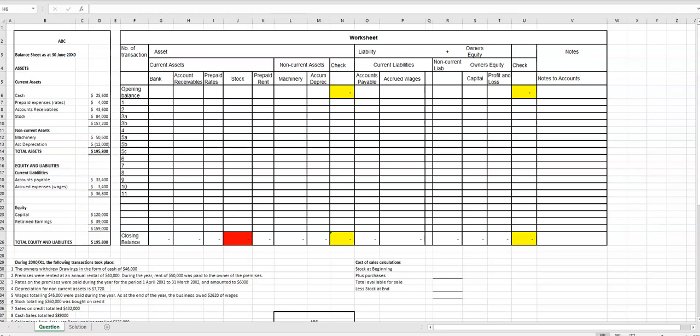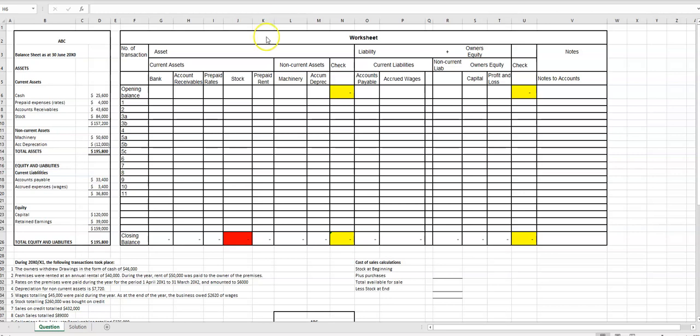You'll notice that in this balance sheet, over here we have the who, the what and the when. So we have the who as in the business being ABC, the what being the balance sheet, which is also known as the statement of financial position, and the when, which is as at 30th of June 20X0, and this is our balance sheet from last year. So let's start by entering in these balances.